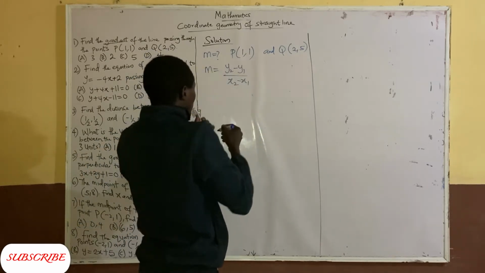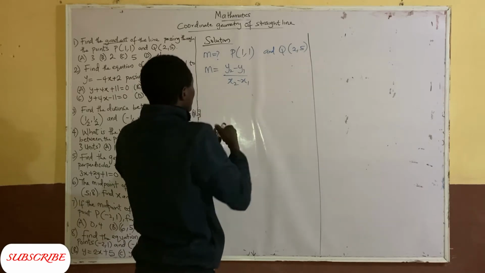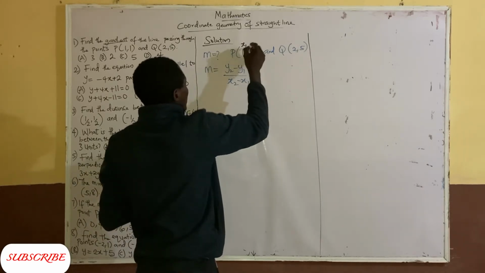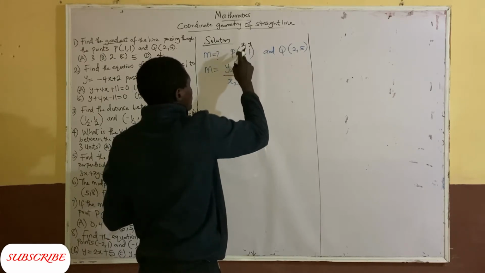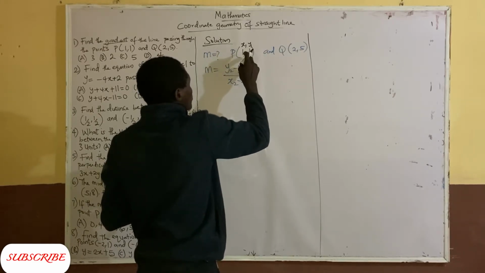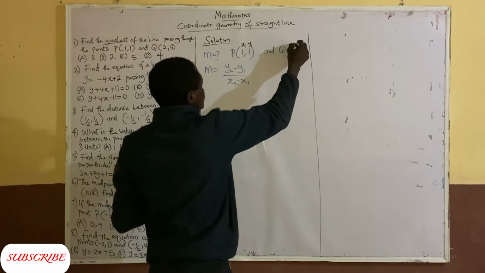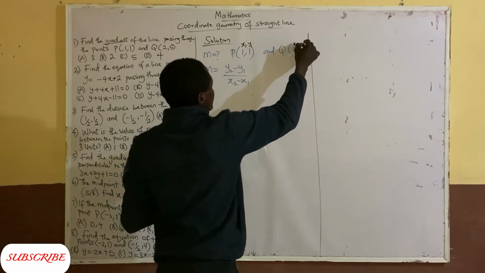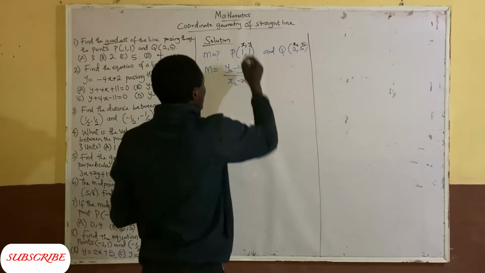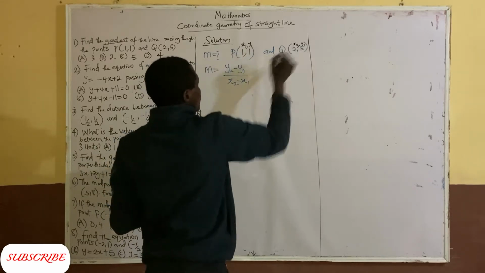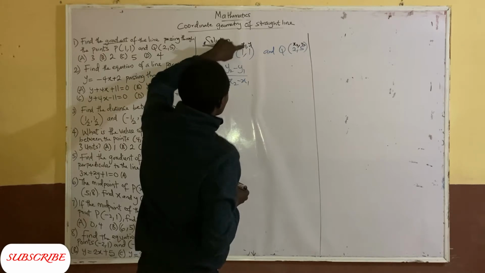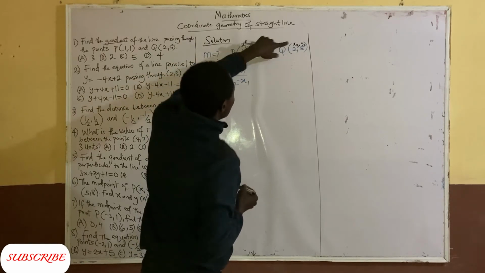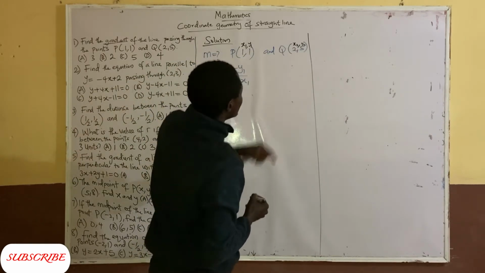To get this is very, very easy. This is X1 and this is Y1. So your X1 is 1 and your Y1 is 1. Your X2, Y2 is the second point. So your X1 here is 1, your Y1 here is 1, your X2 here is 2, and your Y2 here is 5.